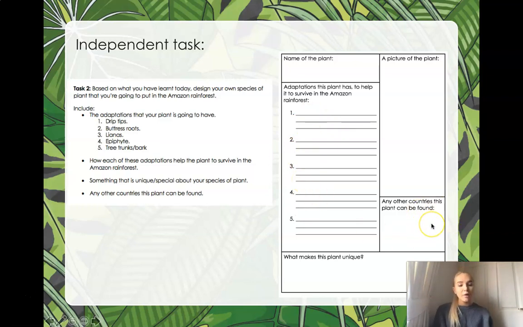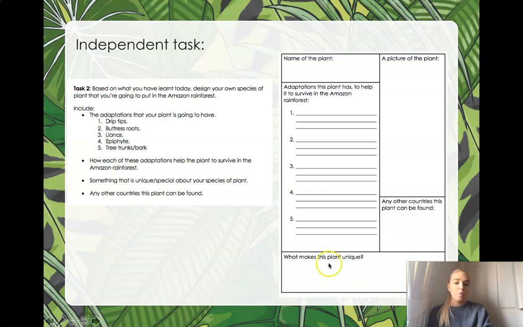And then, just like we looked at today, where can this plant be found? Can it be found in South America? Can it be found in Central America? Can it be found in Africa or Asia? But could it be found in Antarctica? No, because it has to be where tropical rainforests are. Could it be found in Europe? No, Europe does not have any tropical rainforest, does it? So we need to think of any other countries or continents this plant can be found.